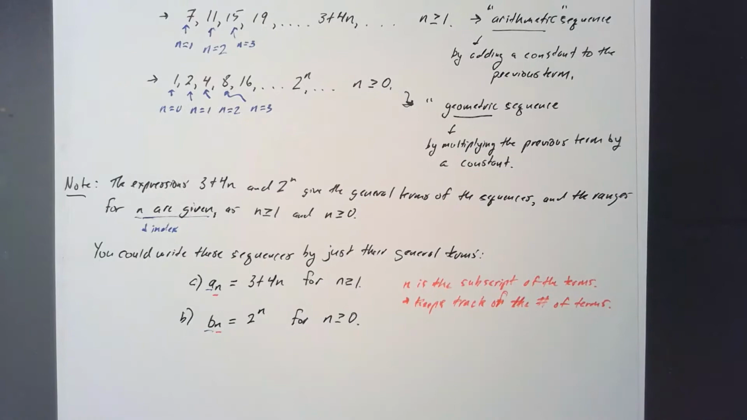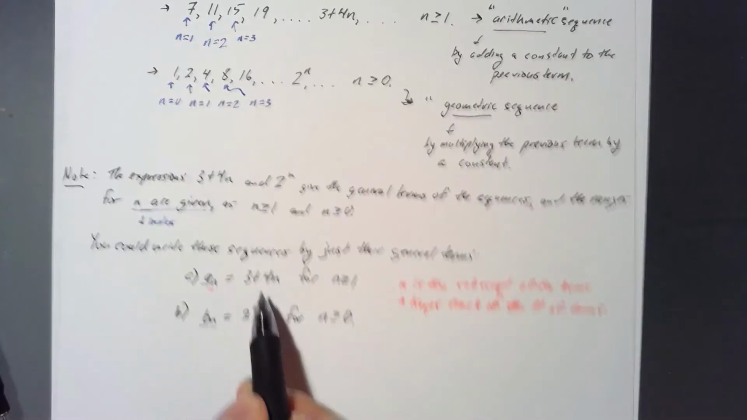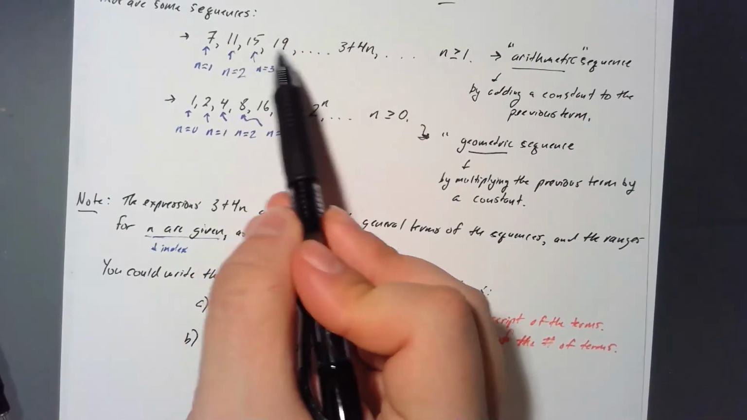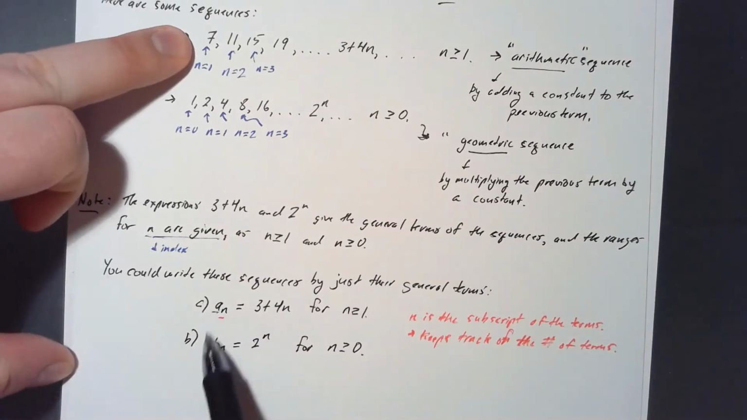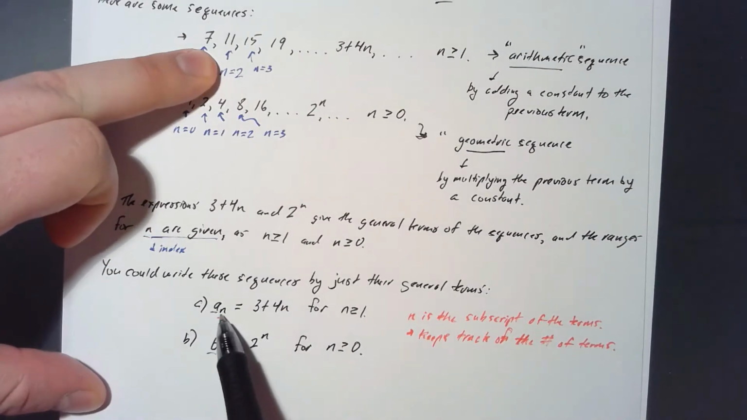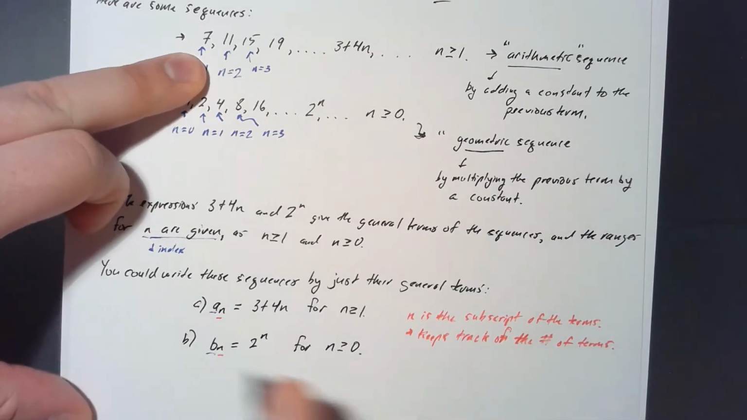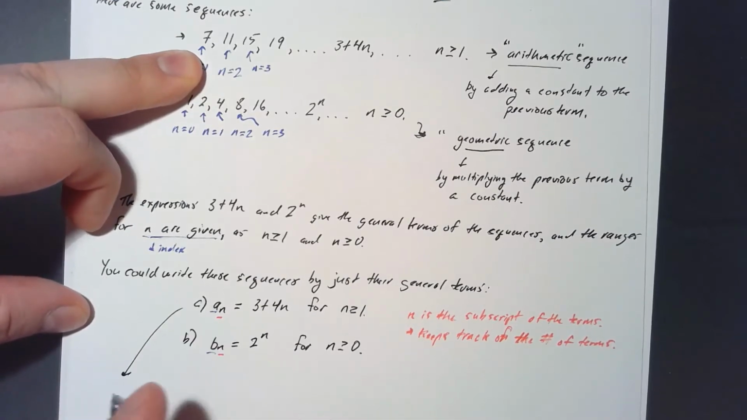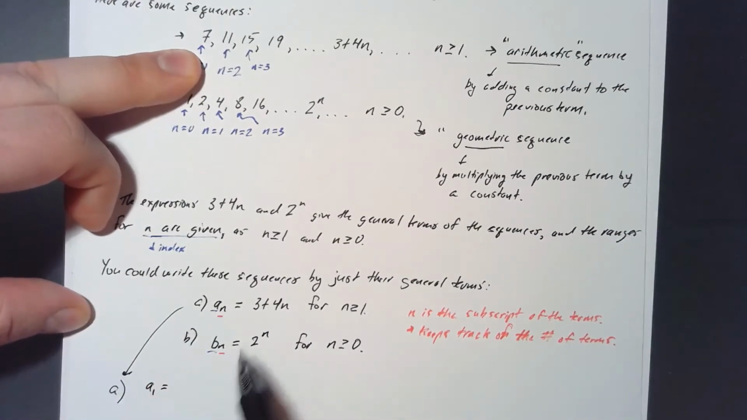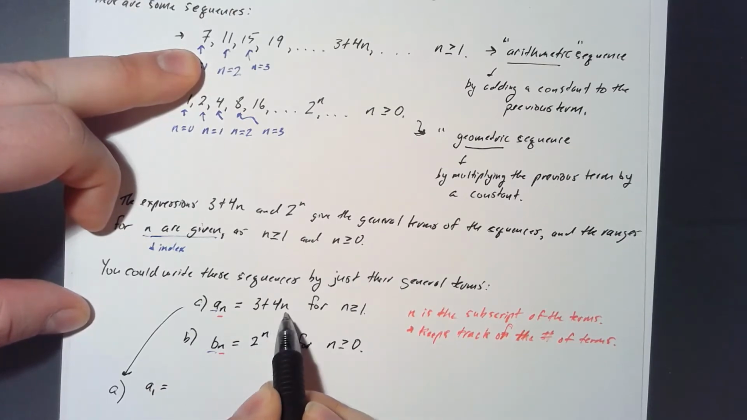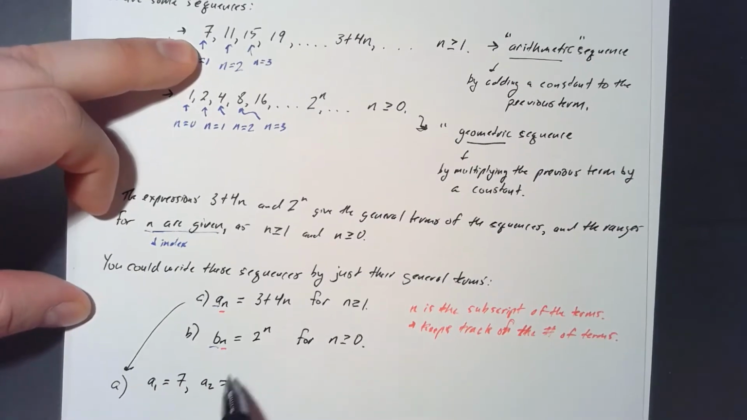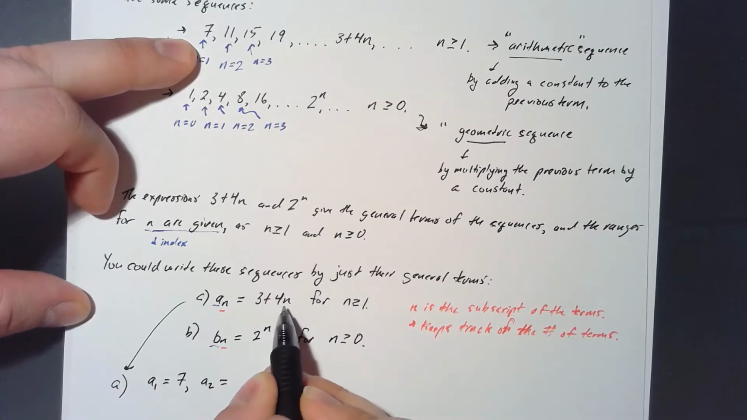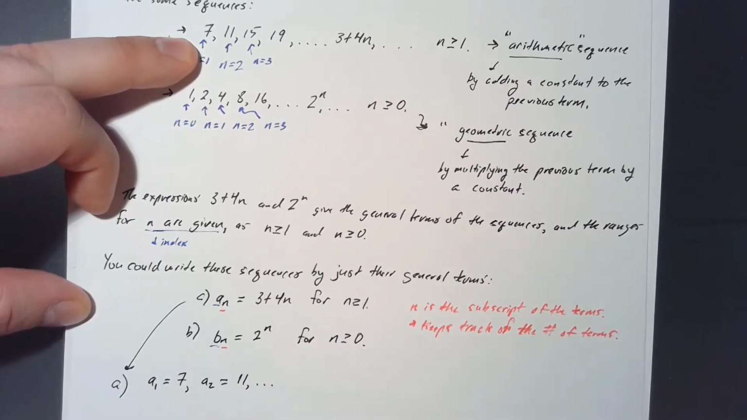So, for example, if I wanted to write out a few terms for this sequence, like I did up here, I could just say, all right, starting at 1, a sub 1 is equal to what? When I plug 1 in here, I get 3 plus 4 times 1, which is 7. A sub 2, that means this is the second term in the sequence. So you plug 2 in here. And 4 times 2 is 8, plus 3 is 11. And so on, right?